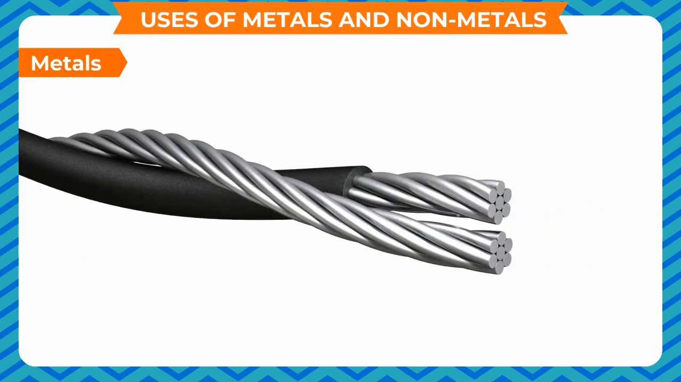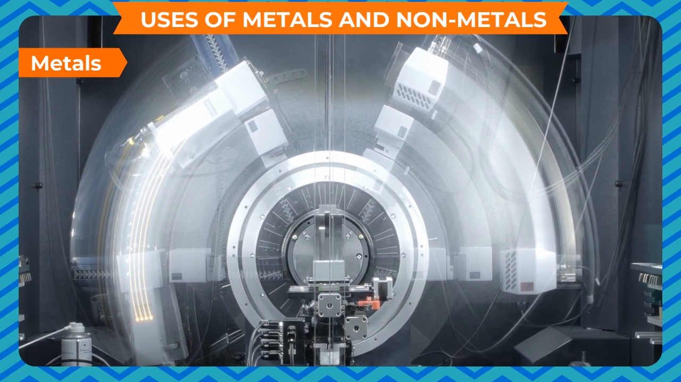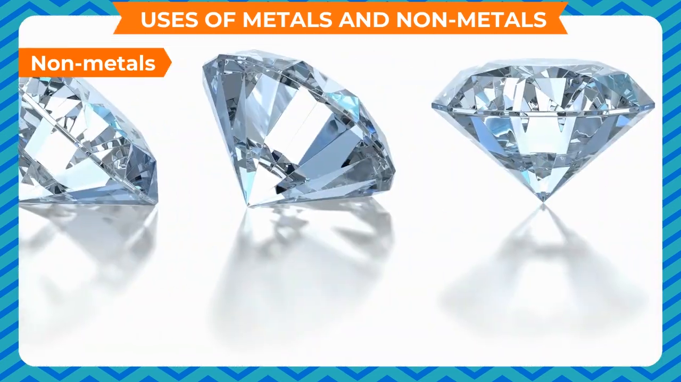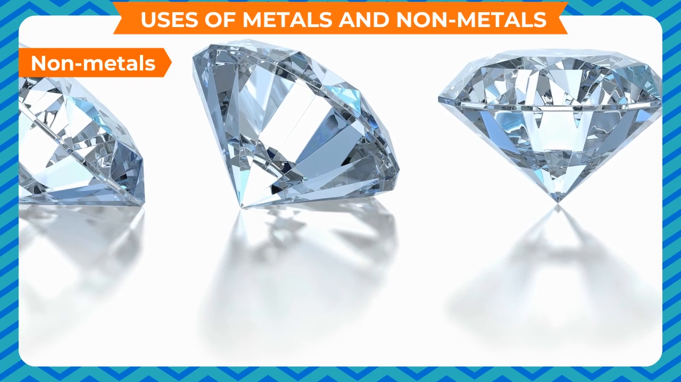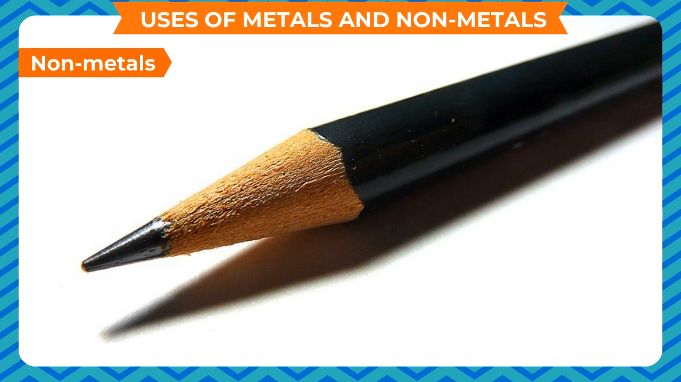Aluminium is used in electrical wires and cables. Lead is used in automobile batteries, X-ray machines, etc. Nonmetals. Carbon. Diamond is used for making jewelry, cutting and grinding equipment. Graphite is used in making pencils and crucibles.